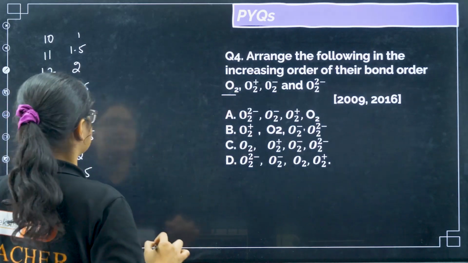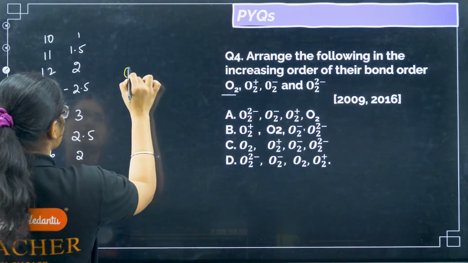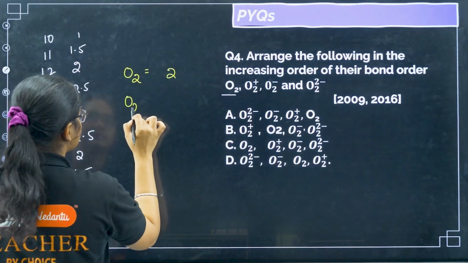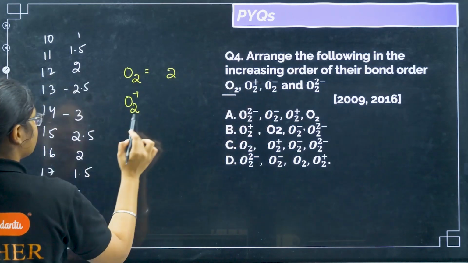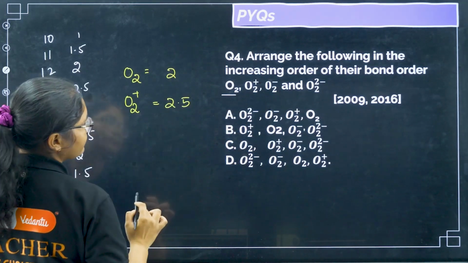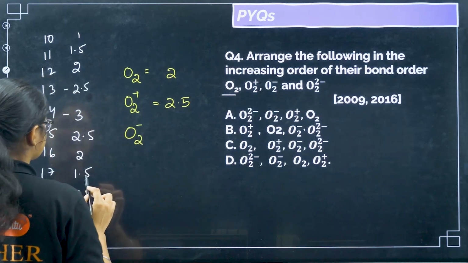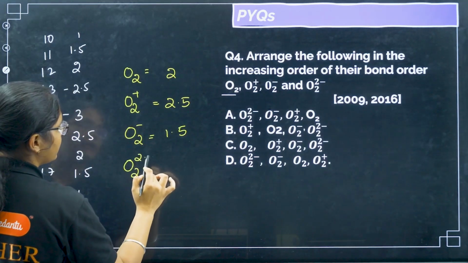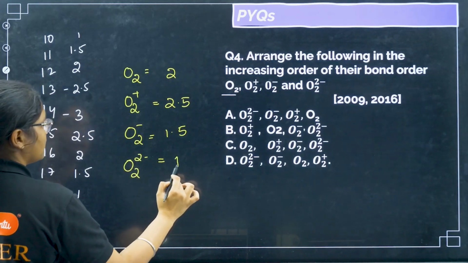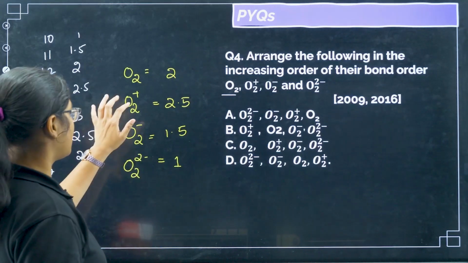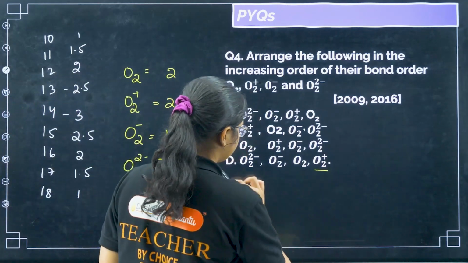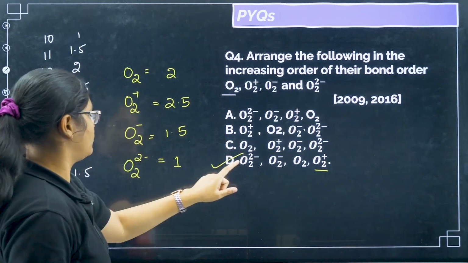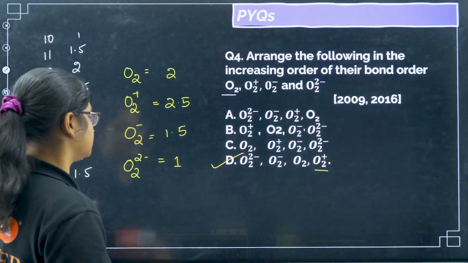Now 8 plus 8 is 16, right? So O2 bond order, 8 plus 8 is 16, it will be 2. O2 plus: 8 plus 8 is 16 minus 1 is 15, this one will be 2.5. O2 minus: 8 plus 8 is 16 plus 1 is 17, it will be 1.5. O2 2 minus: 8 plus 8 is 16, 17, 18, that is 1. So you have to arrange the bond order. The highest will be O2 plus, so I have only one option with that: option number D. First O2 plus, then O2, then O2 minus, then O2 2 minus.